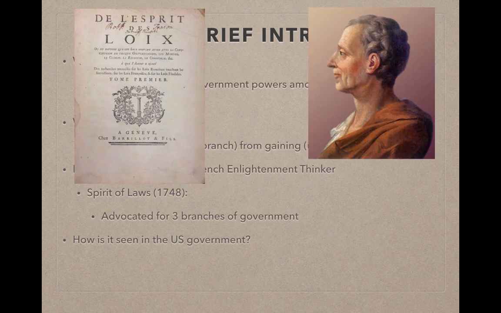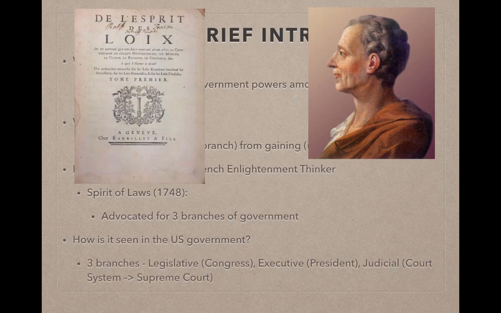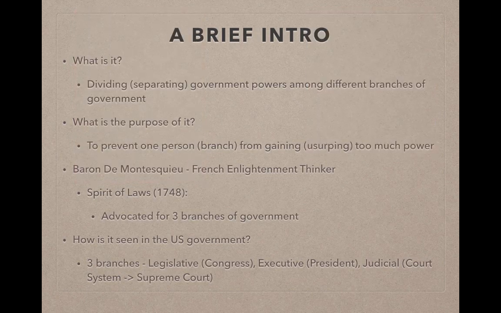So how is this seen in the United States government? Well, today, under the Constitution, we have 3 branches. We have the legislative branch, which is Congress, and we have the executive branch, which is really seen through the president and the vice president. And we also have the judicial branch, which establishes court systems, most notably the Supreme Court.